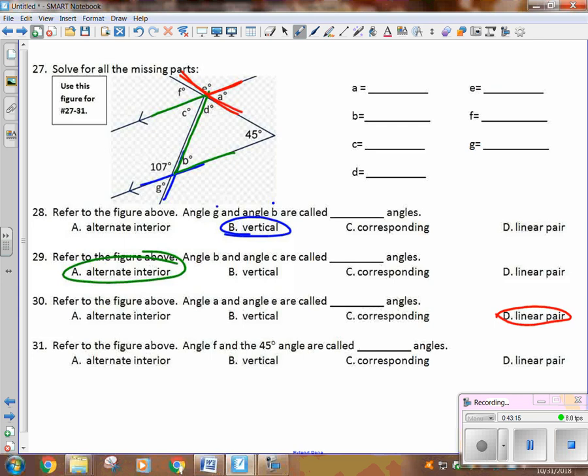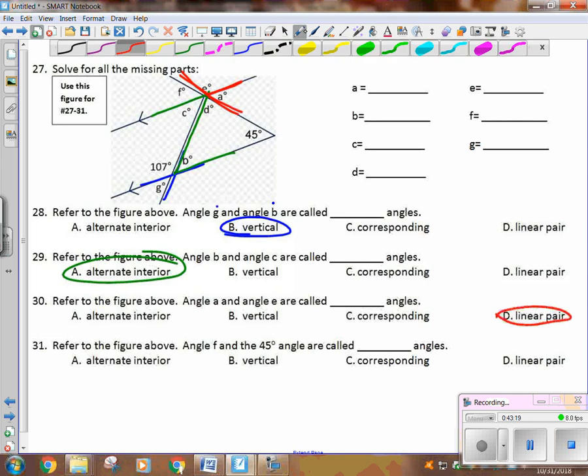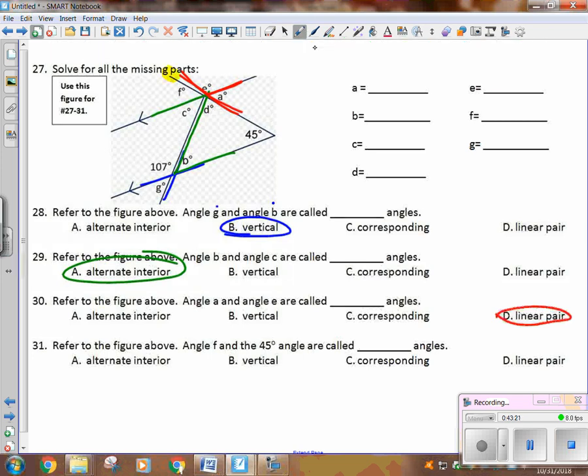Refer to the figure above, angle F and the 45-degree angle. So I'm going to highlight with yellow. Here's angle F because we did some highlighting, and here's 45. Do you see the F shape? So remember, these 2 lines with these arrows means that the lines are parallel, okay? So we're on this side of the line and on top of the parallel line. So those are corresponding. So C is corresponding.